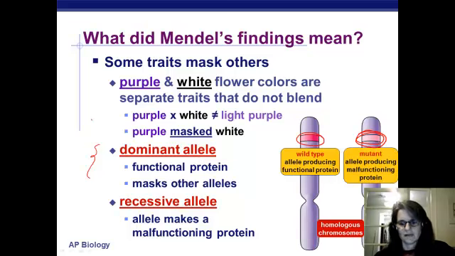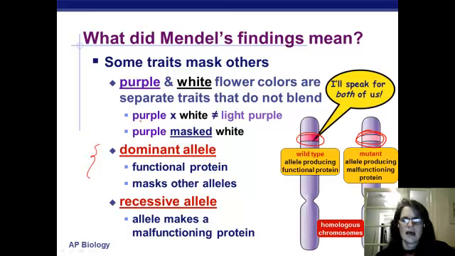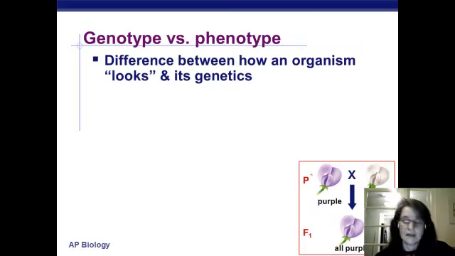So, in this case, we have a functioning allele and a malfunctioning allele. Alright? In this case, this one working allele makes enough of the purple protein to make the plant look purple, even if it's not. So entirely purple.